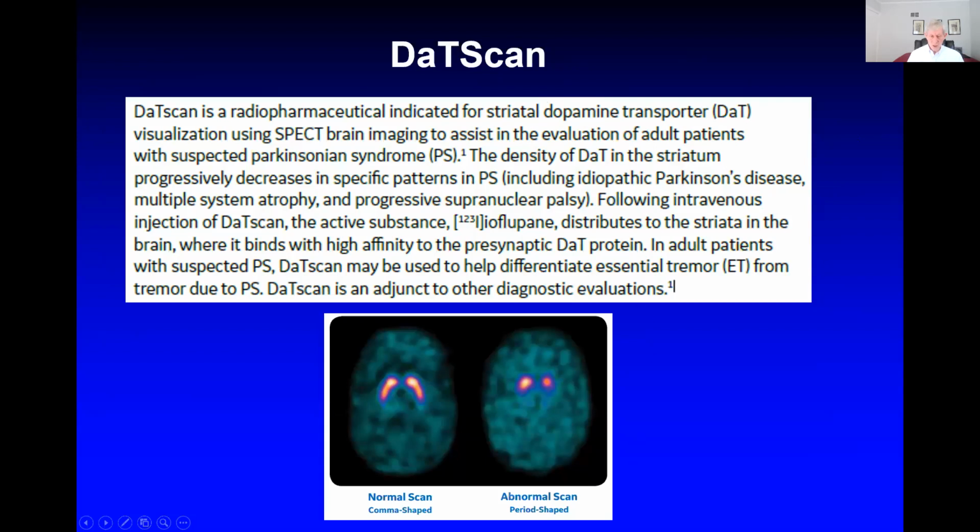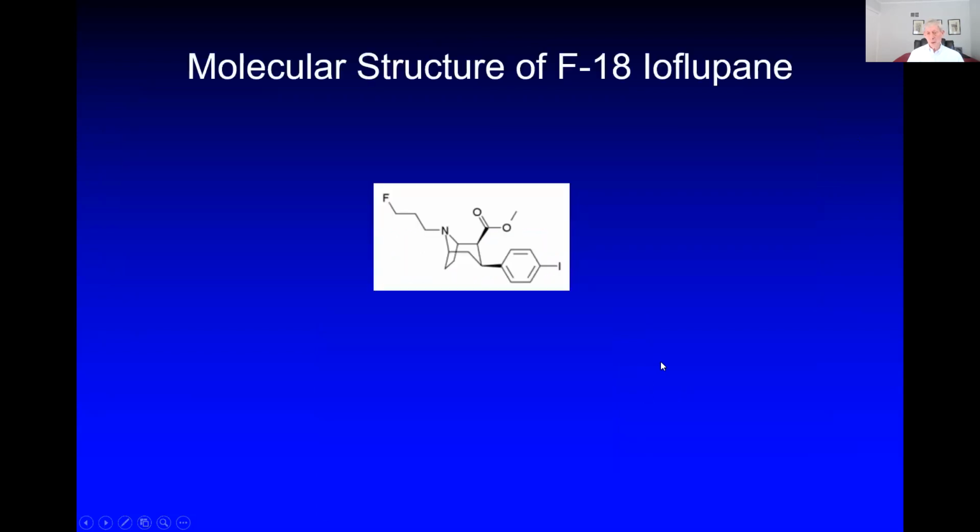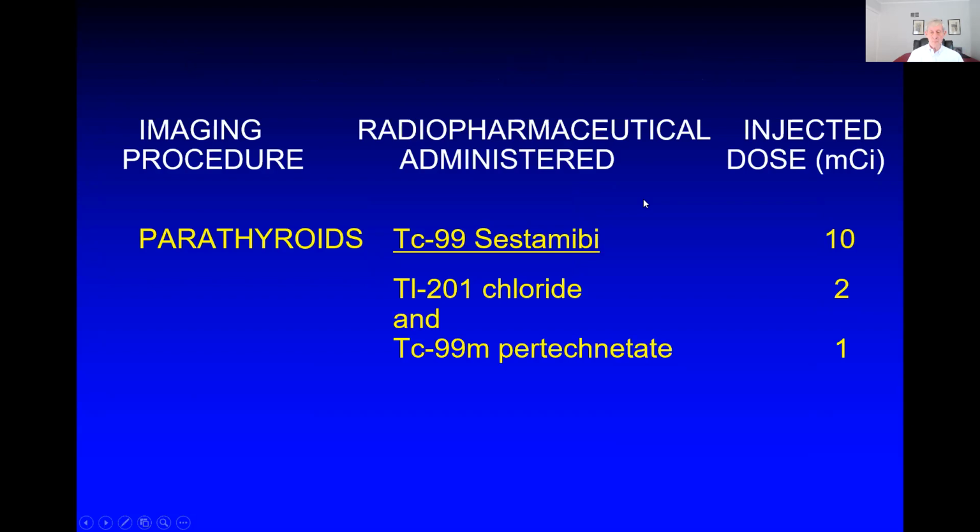Here's a scan showing you on the bottom. A normal scan has a shape sort of like a comma. That's a totally normal scan. And here's an abnormal scan where it looks more like a period than a comma, and that would be diagnostic of Parkinson's disease. This is not important at all, really, unless you're interested in the chemistry, but that's the molecular structure of DaTscan.